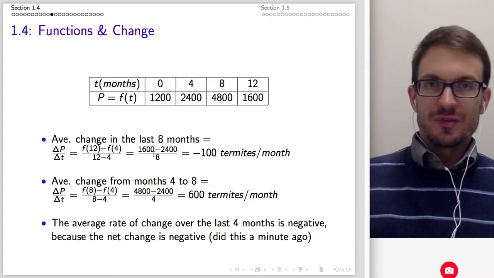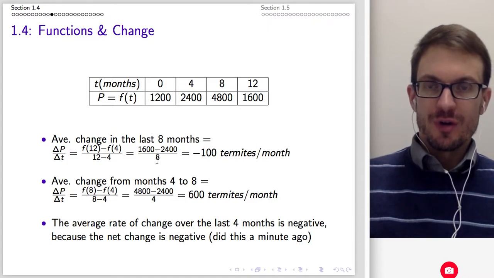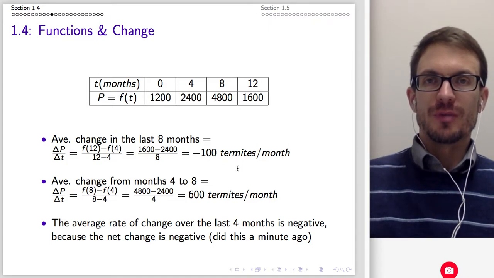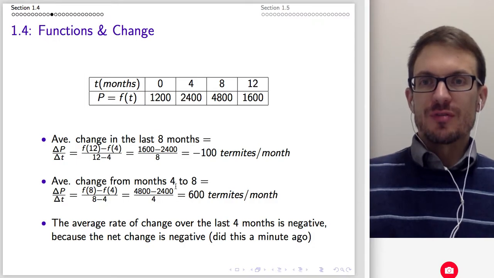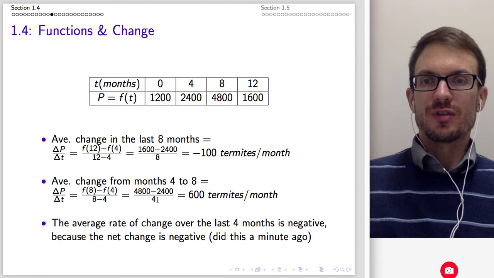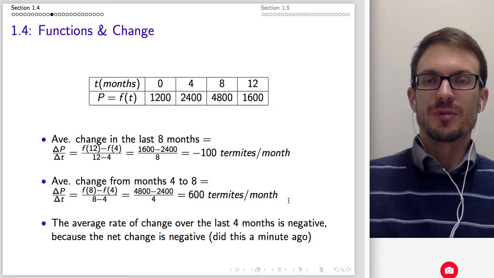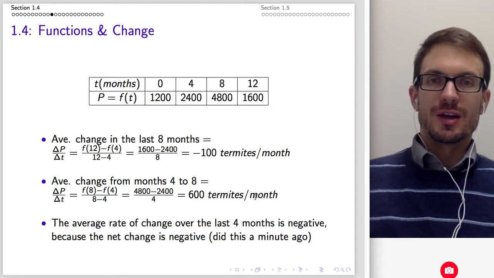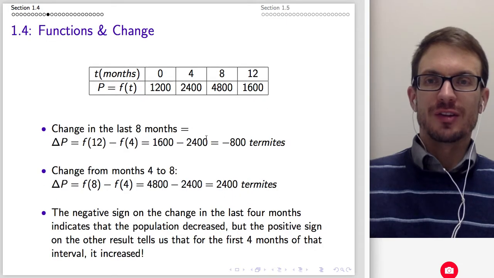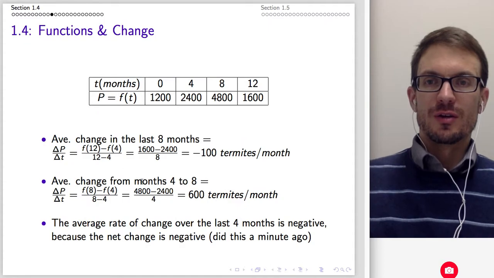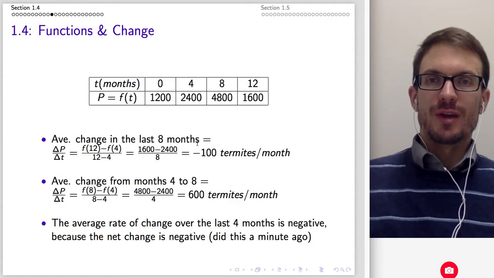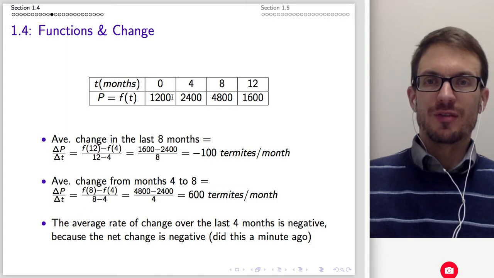Basically, it's the calculation from before, 1600 minus 2400 divided by 8, or minus 100 termites per month. The average change from month 4 to month 8, that's 4,800 minus 2,400 divided by 4, or 600 termites per month. What's going on here? Well, you'll notice this is exactly the same work as before. This is my numerator. This is another numerator, right? What's my denominator? It's the time period. It's 12 minus 4 is 8, and it's 8 minus 4 is 4.